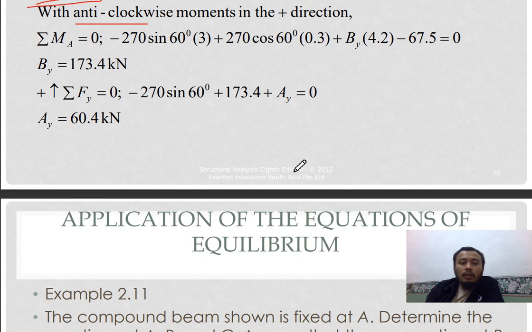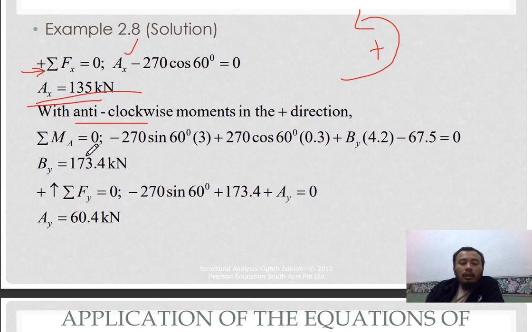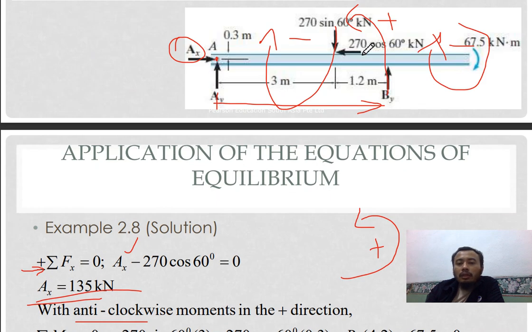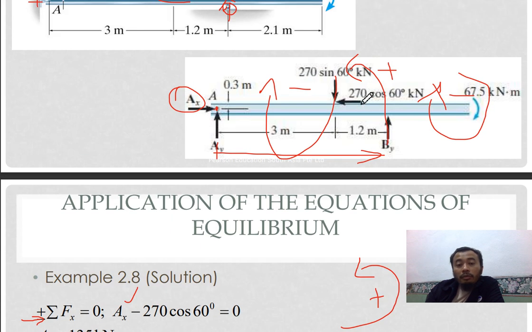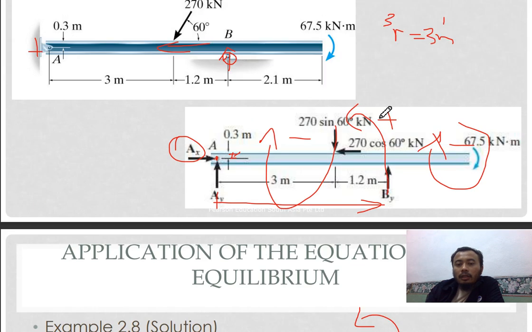So you can see here, in this equation, also consider the thickness of the beam. We usually don't consider this, but it can be considered. So you have a moment here, 270 cos 60 times half the thickness of the beam, which is 0.3. This one is anti-clockwise, so it is positive.